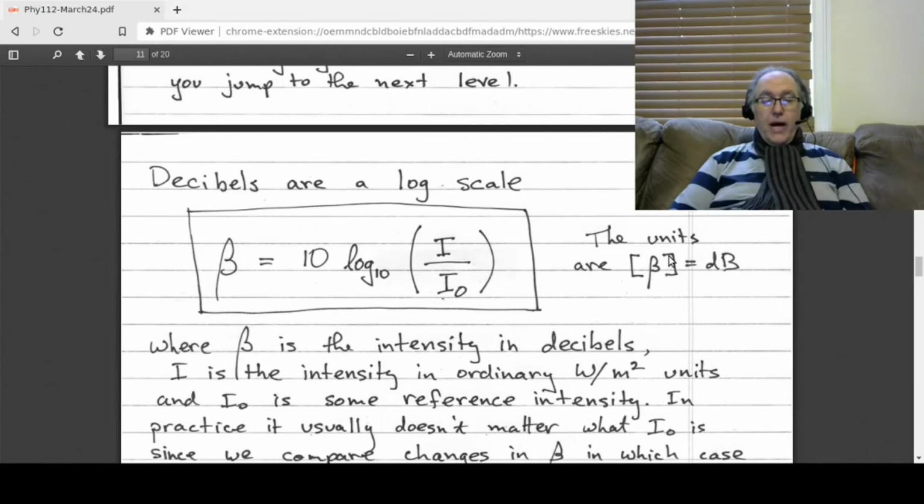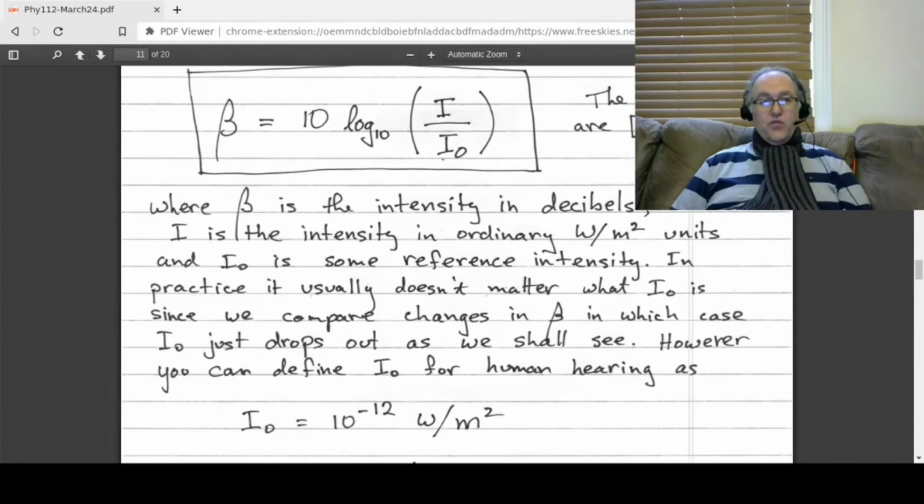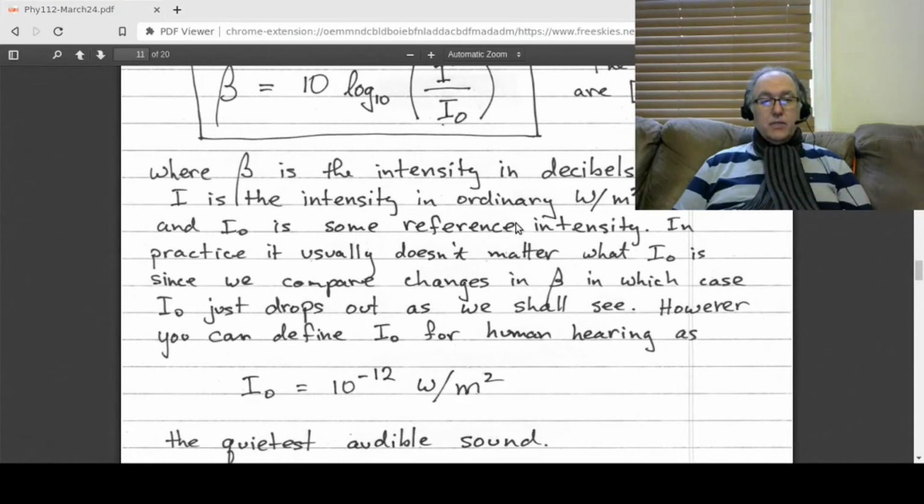Okay, so what would we choose the reference intensity to be for sound? If we're talking about sound as it's being heard by the human ear, a logical choice for the reference intensity would be to choose I naught as 10 to the minus 12 watts per meter squared, because that is the quietest possible sound that humans can hear.